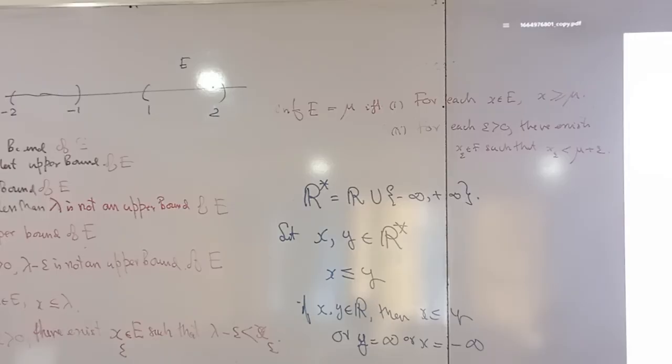Then, let's look at example 6.2.10. He says, let E be the empty set. Then sup E is minus infinity and inf E is plus infinity. Somehow here sup E is smaller than inf E. This is the only case in which the supremum can be less than the infimum.